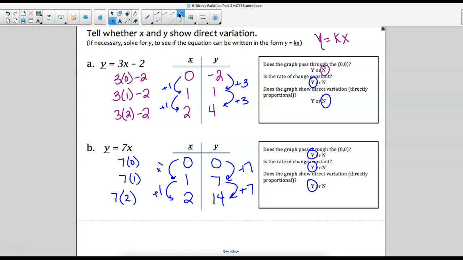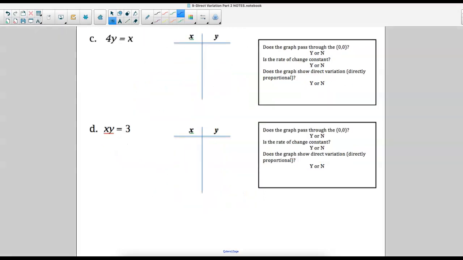Is it in the right form? Absolutely. Okay. y equals kx. It's in the right form. Okay, look at the next one then. 4y equals x. Okay, let's try this. If I put 0, 1, and 2.